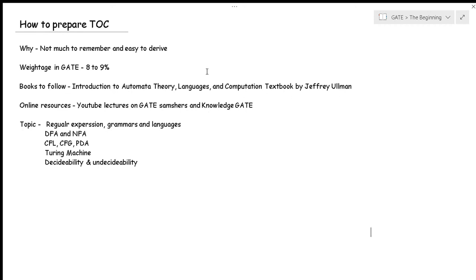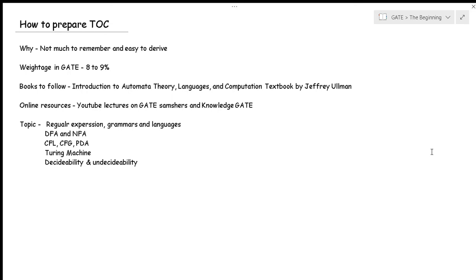So, hey guys, today I'll be talking about how to prepare the TOC. Now, the content might look very small, but I understand that there are many subtopics. So, why should you prepare the TOC? It's because TOC is one of the easiest subjects, even though on the surface the number of concepts might look very huge.